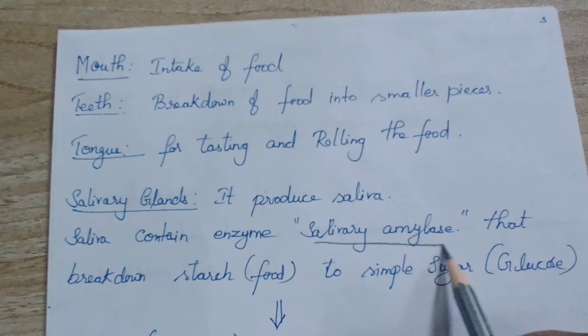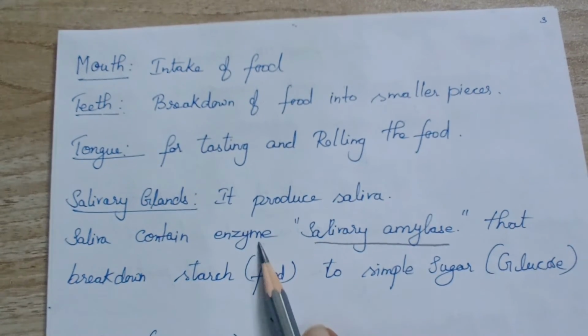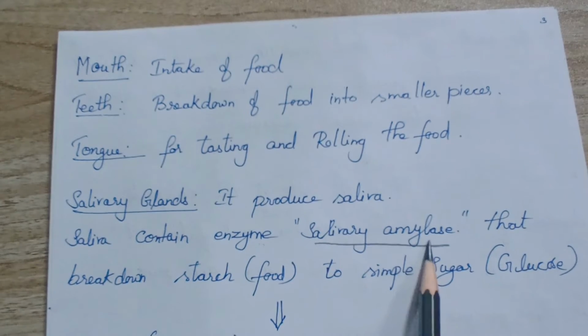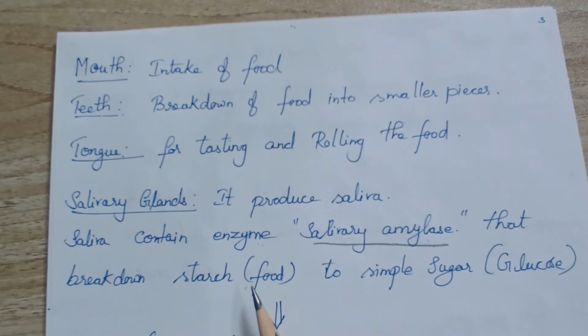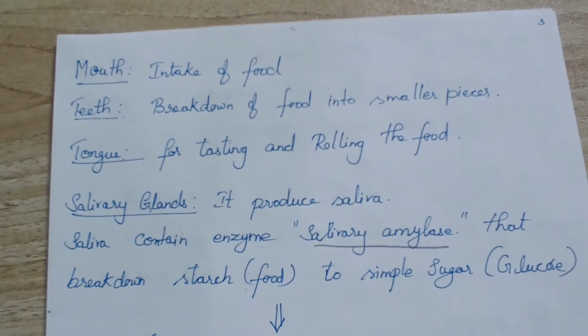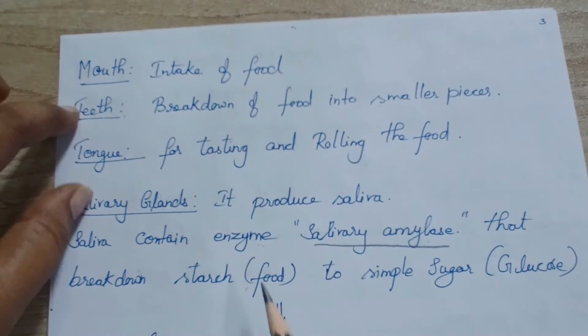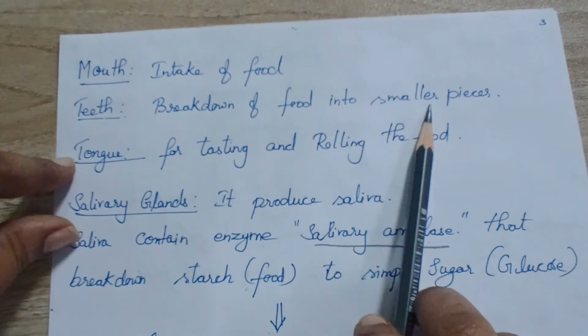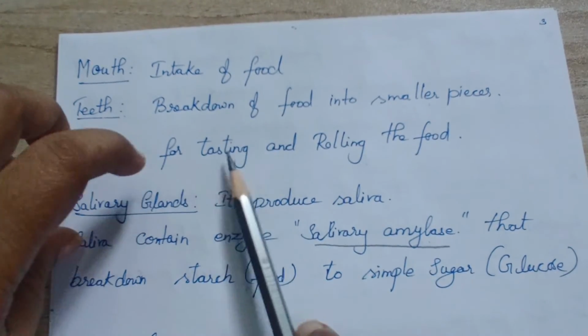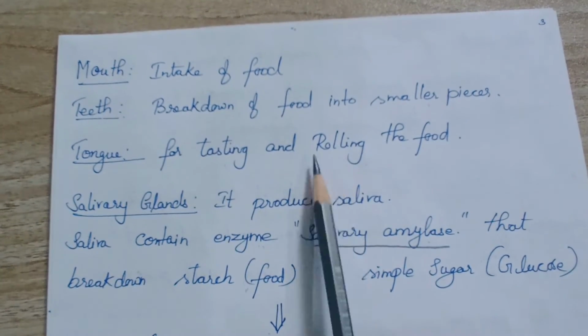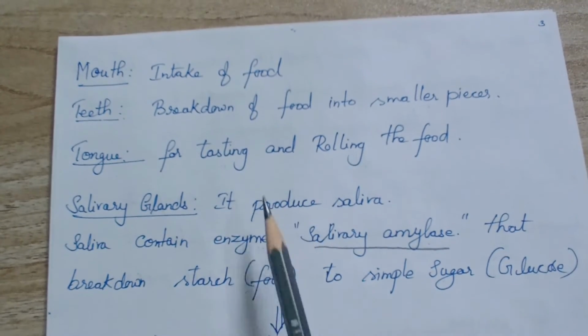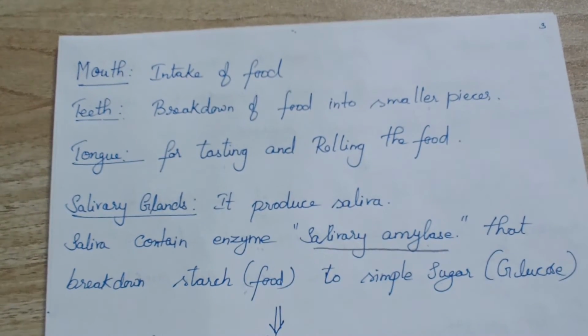The saliva contains the enzyme called salivary amylase, which breaks down starch, our food, into simple sugar in the form of glucose. Clear on this? So this is happening in the mouth. Food is taken in through the mouth, where the food particles are broken down into smaller pieces using the teeth. And the tongue mixes the food thoroughly with the saliva. That is the rolling of the food, and it can move to all parts of the mouth.